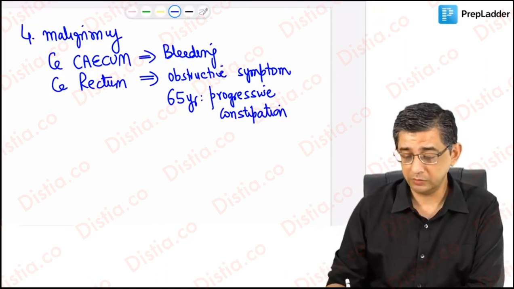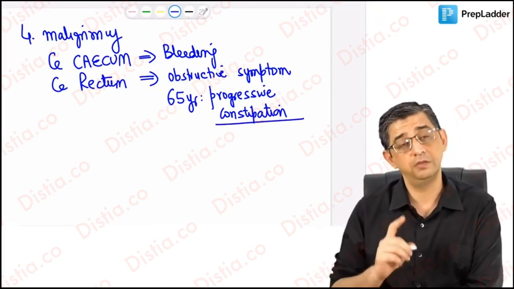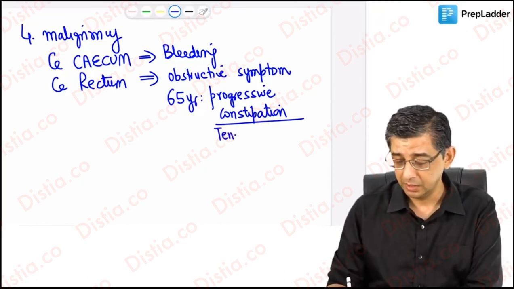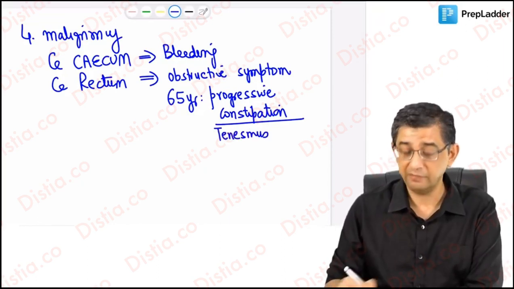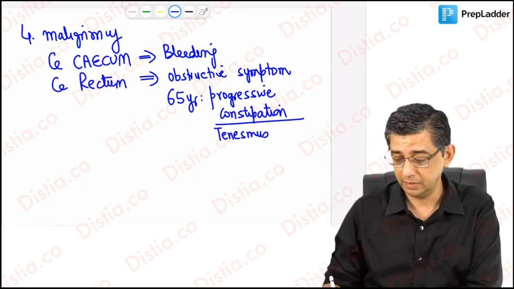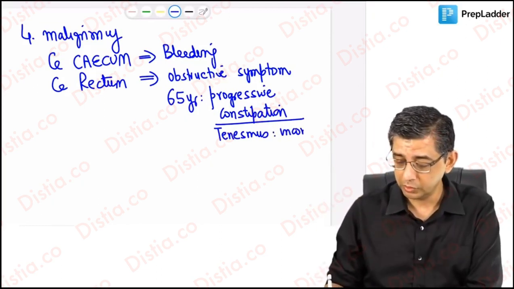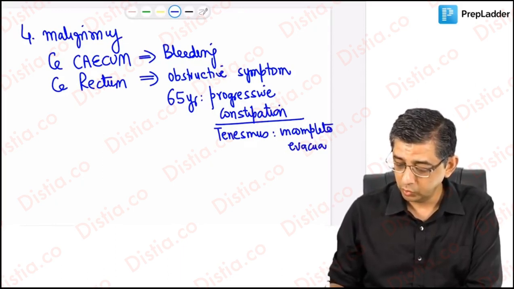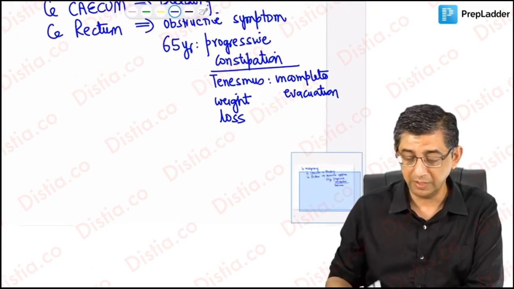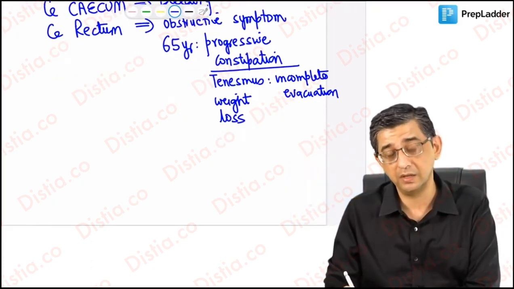65-year-old guy with progressive constipation. Along with this, another very characteristic feature that will help you in multiple choice questions will be tenesmus. This guy will say that he is having a sensation of incomplete evacuation, so he will have to go to the washroom multiple times. When you read about this and you also notice that the person is having weight loss, it is imperative that we do a quick workup of this guy, failing which liver metastasis will occur.